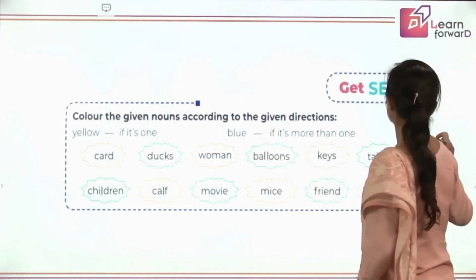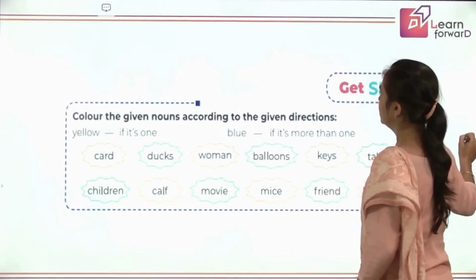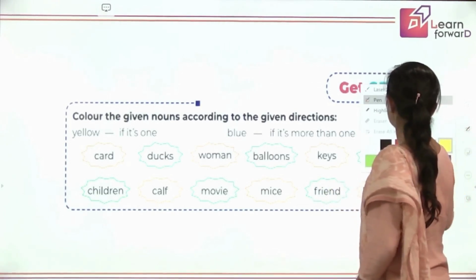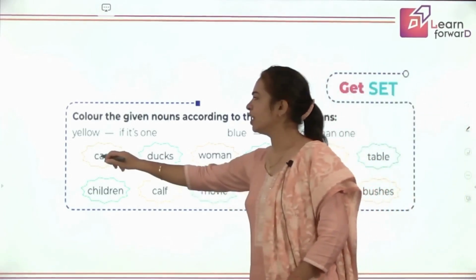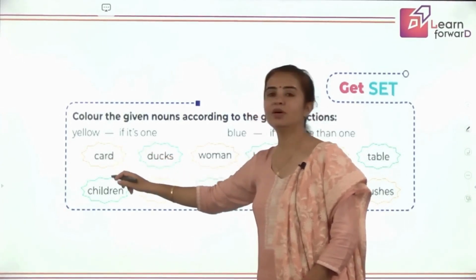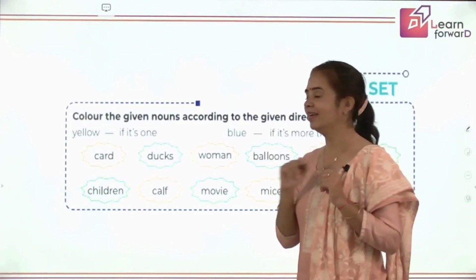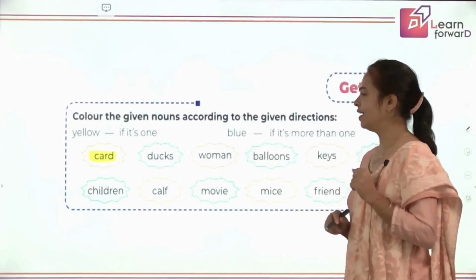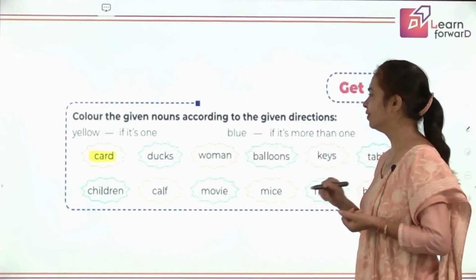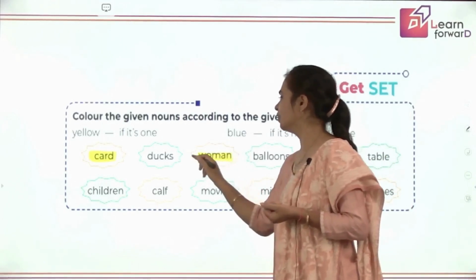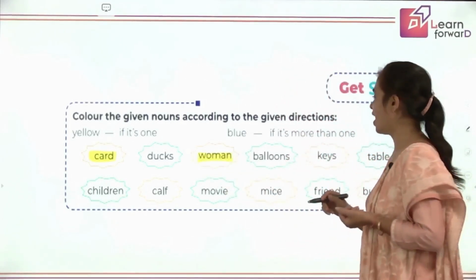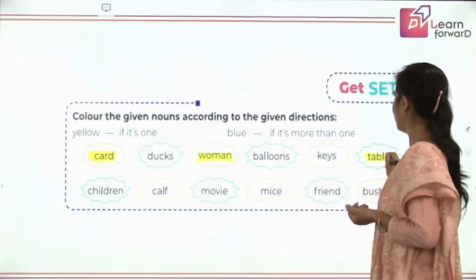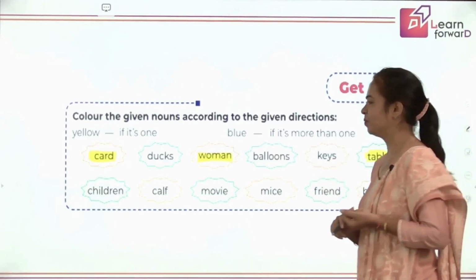So let's pick out yellow color first and we'll do all the singular nouns yellow first. Yes, and here we go. So yellow is for one. What do you say about card? Is it singular, one? Yes, good. So I color it yellow. Next, what else do you see singular? Good, that's a woman. I color it yellow. And yes, that's a table now. Here you go with yellow.